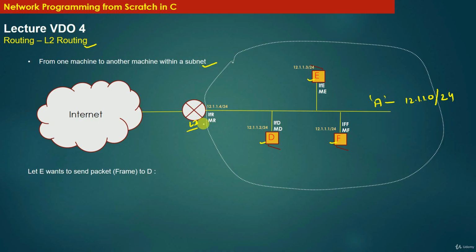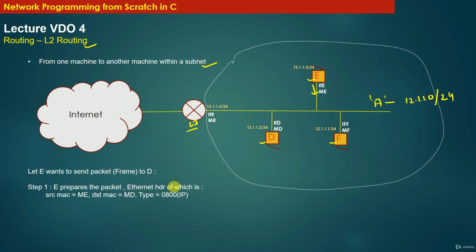Now let us take an example. Suppose the machine E wants to send data to machine D. So the source machine is machine E and the destination machine is machine D. The very first thing that machine E will do is prepare the packet.